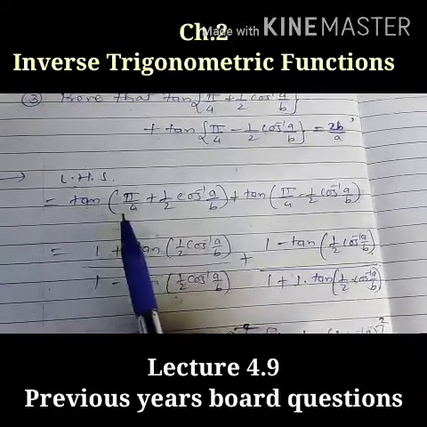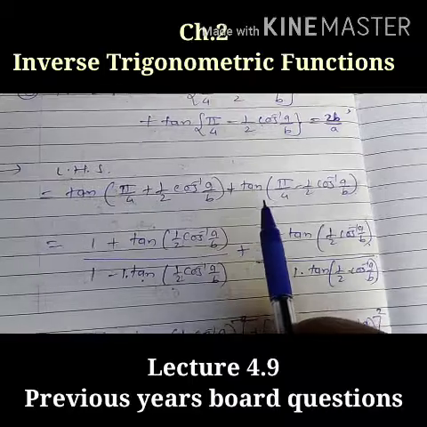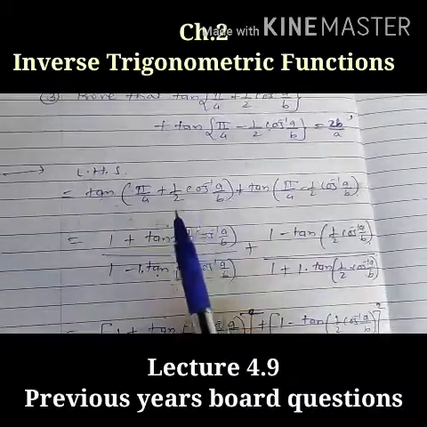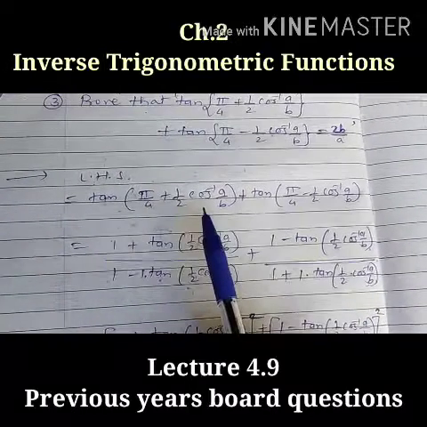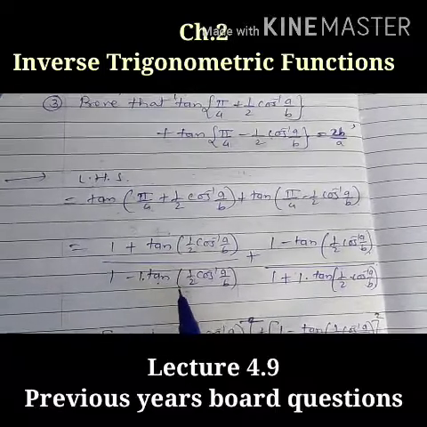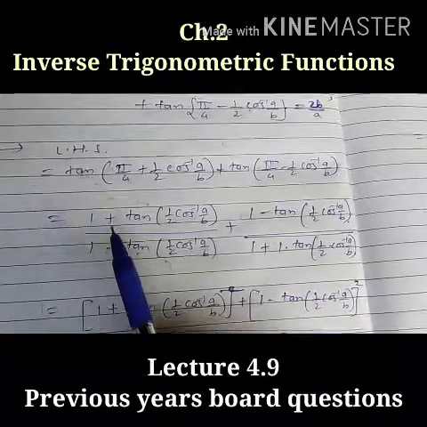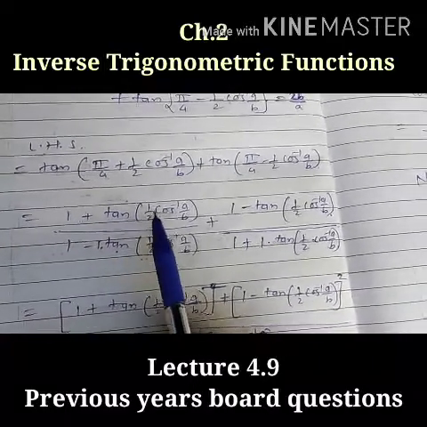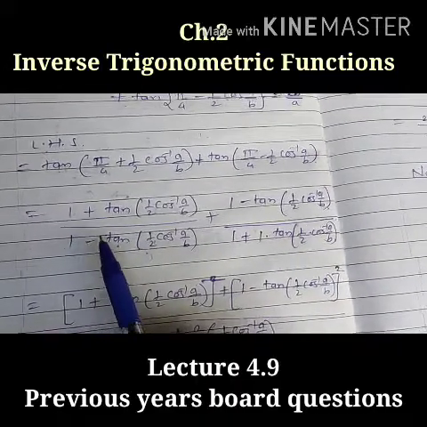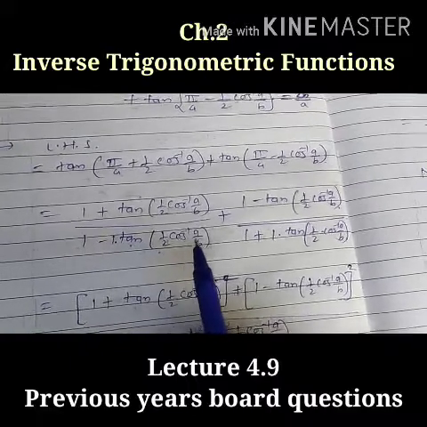What we have: tan of (pi by 4 plus 1 by 2 cos inverse of a by b) plus tan of (pi by 4 minus 1 by 2 cos inverse of a by b). See student, tan of x plus y we know is tan x plus tan y upon 1 minus tan x into tan y. Tan of pi by 4 is 1, so we'll write 1 only. 1 plus tan of y, this is our y, 1 by 2 cos inverse of a by b, upon 1 minus tan pi by 4, that is 1, into tan of y, which is tan of 1 by 2 into cos inverse of a by b.